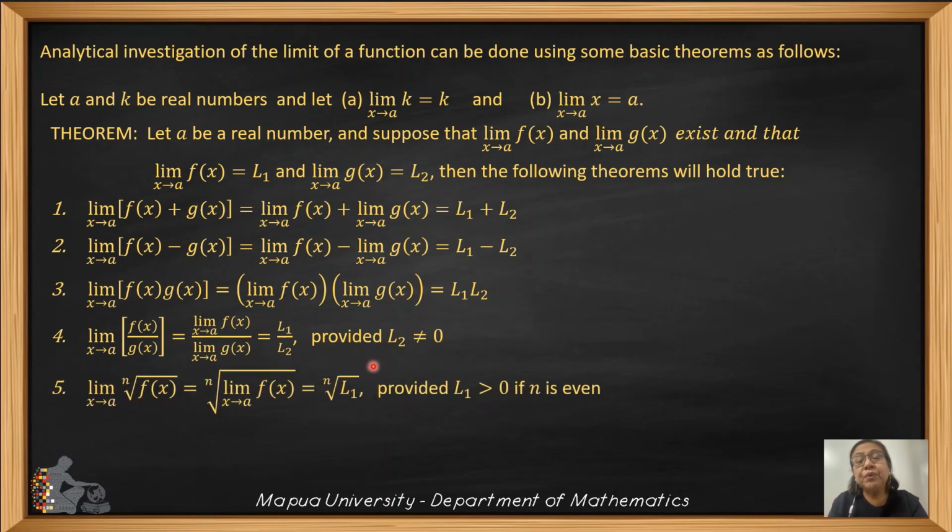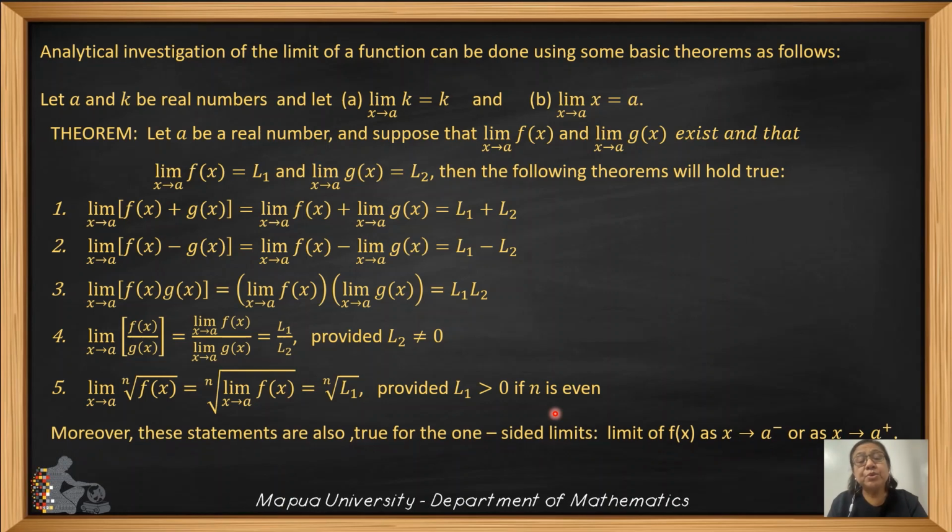And for the nth root of f of x, the limit of the nth root of f of x as x approaches a is equal to the nth root of the limit of f of x as x approaches a, or we have the nth root of L sub 1, provided that L sub 1 is positive whenever n is even. Now, these theorems would hold true for one-sided limits, be it evaluating the limit of f of x as x approaches a from the right or from the left.